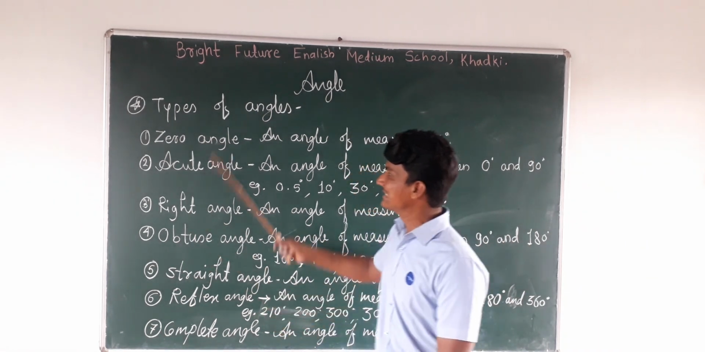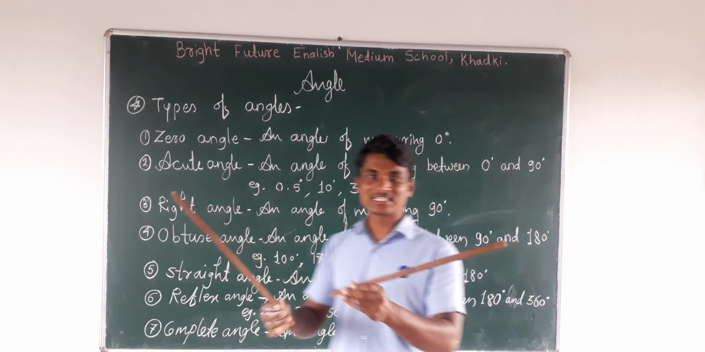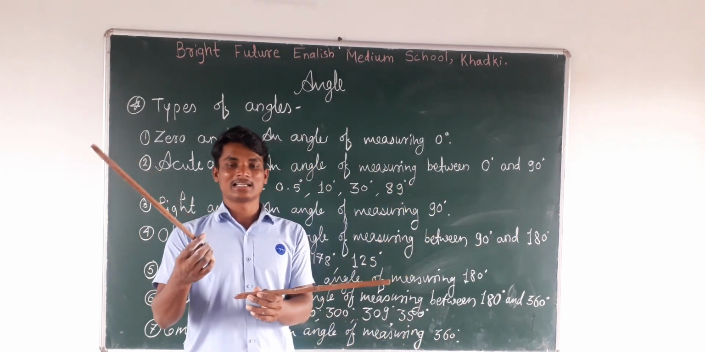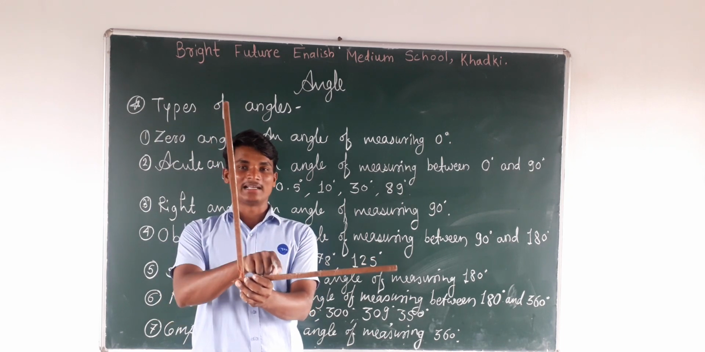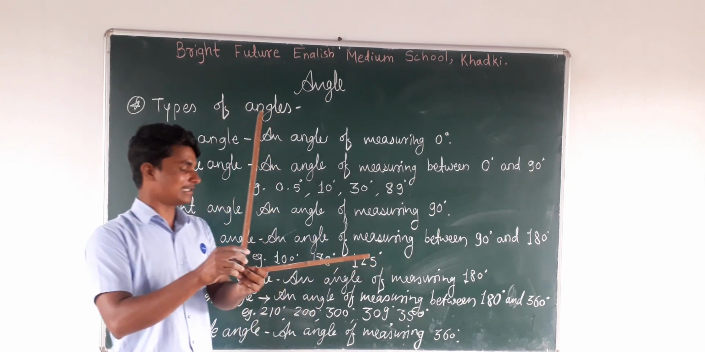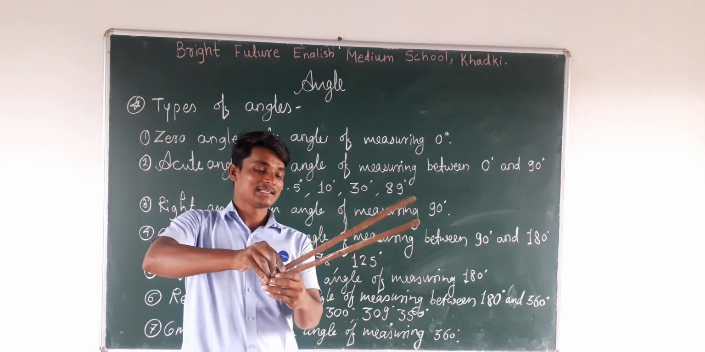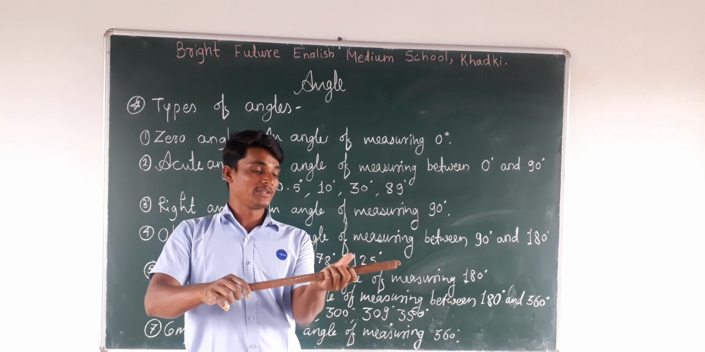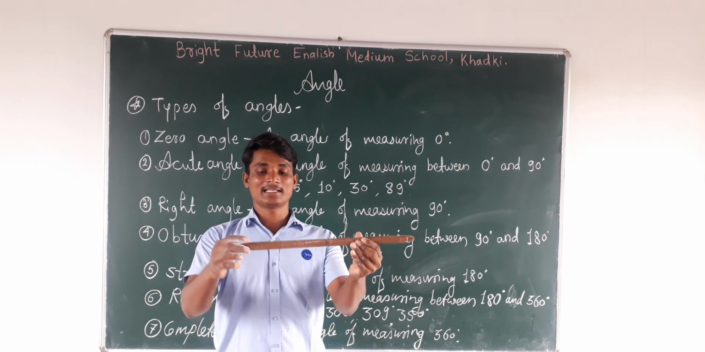Now we will see these types by using sticks. Now suppose consider this is one ray and this is another ray, and when we hold these rays at one point, it forms the angle. Now we will see each and every type. Now see, when both the rays are at one point or lying on each other, this is called a 0 angle.